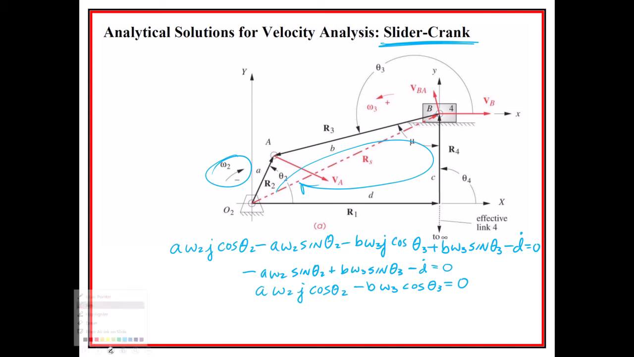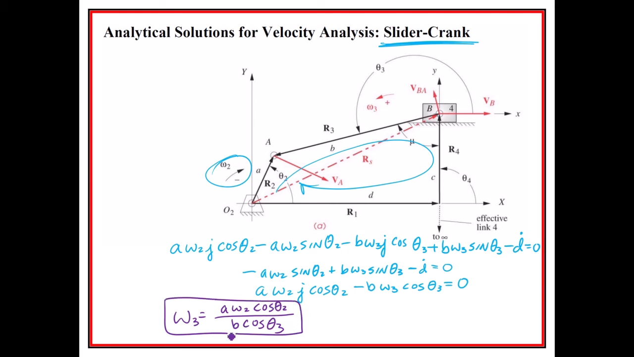But what we're left with when we're done is that omega 3 is equal to a omega 2 cosine of theta 2 divided by b times cosine of theta 3. But in order to get that, we need to know what omega 2 is. So with some manipulation, we're able to find that.